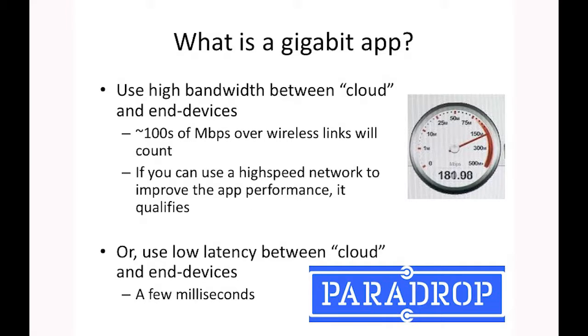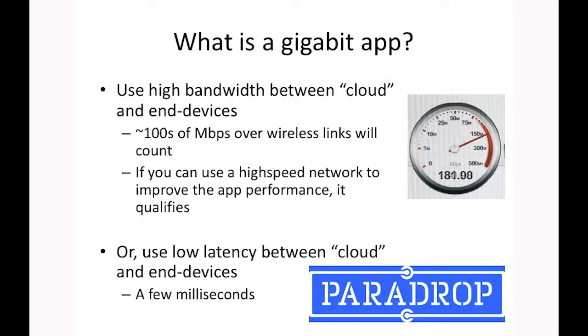Let me define what US Ignite and all of us mean by a Gigabit app. As the name suggests, a Gigabit app means an application that will truly leverage the availability of high bandwidth between, say, the cloud and the end devices. It's not that you're wasteful and just use a lot of bandwidth. That is not a Gigabit app; you really need to use a lot of bandwidth. We say gigabit in general, and you can take that as a rule of thumb: 1 gigabit per second. But if you're using hundreds of megabits per second, that probably qualifies. We will not draw the line very fine.